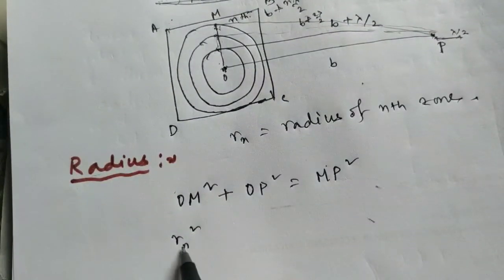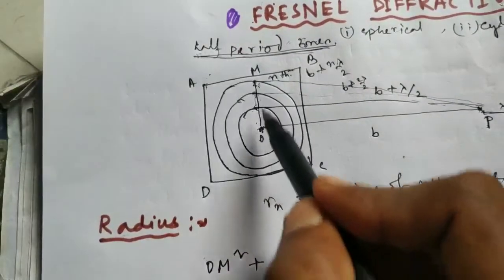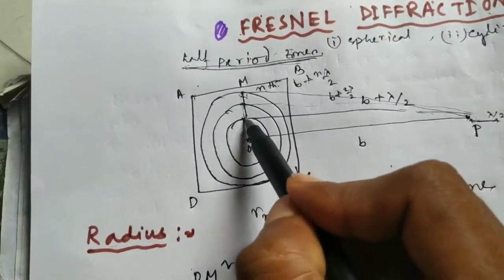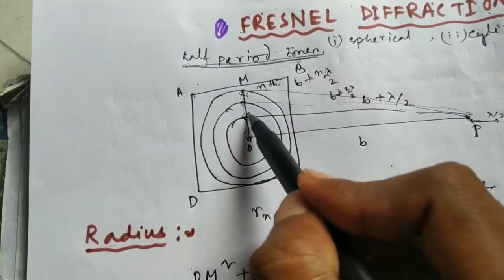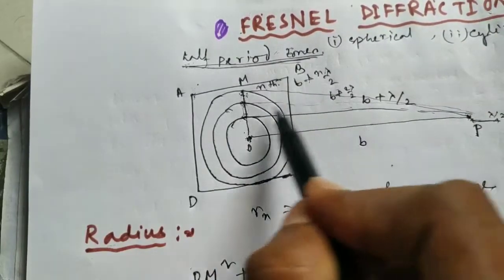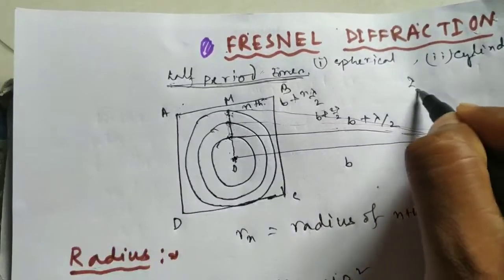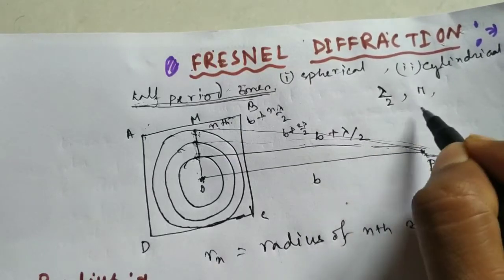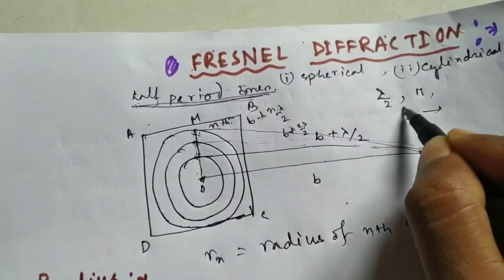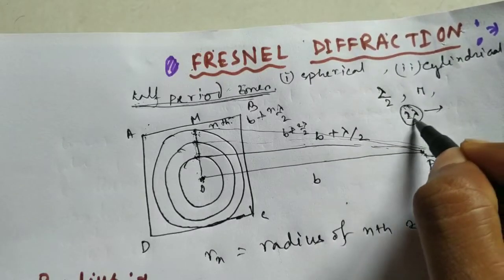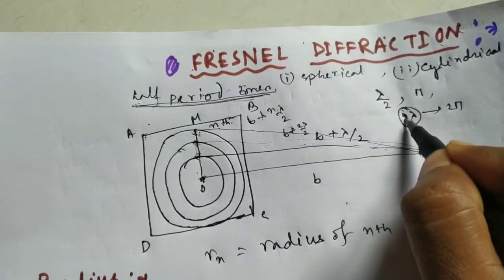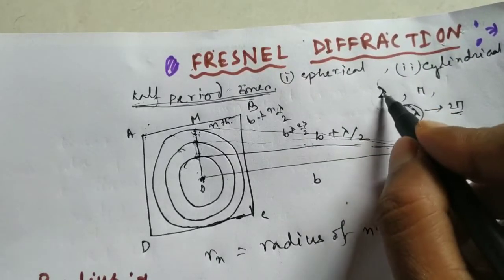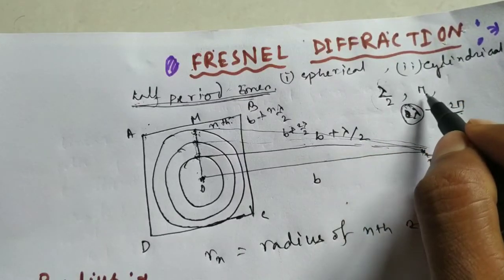Now why is this a half period zone? The difference between the distances of two zones is lambda by 2, and the phase difference is pi. We know that for lambda path difference the phase difference is 2 pi, so for lambda by 2 path difference, pi is the phase difference.